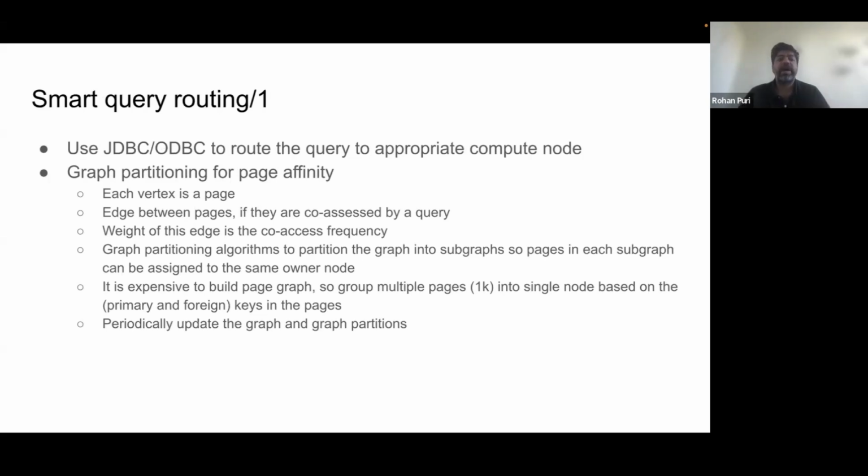So this brings us to the smart query routing. It makes use of the JDBC ODBC layer to route the query to the appropriate compute node. Why does it want to do that? Because if you're making this call at the compute node and you figure out that this node itself is not the right node, then you have to retransmit to another relevant node. So to avoid that, they do it at the JDBC ODBC layer.